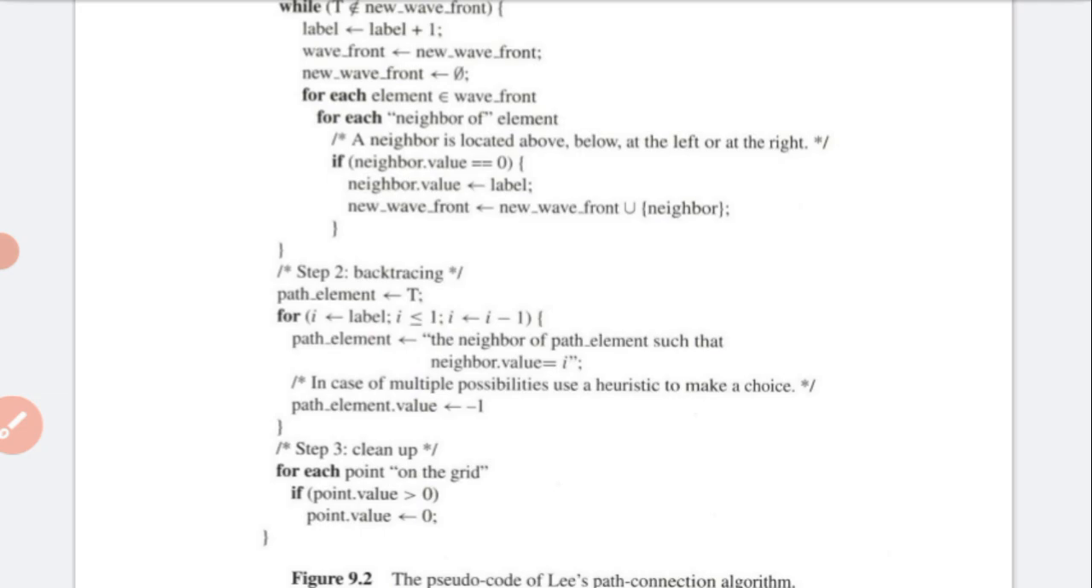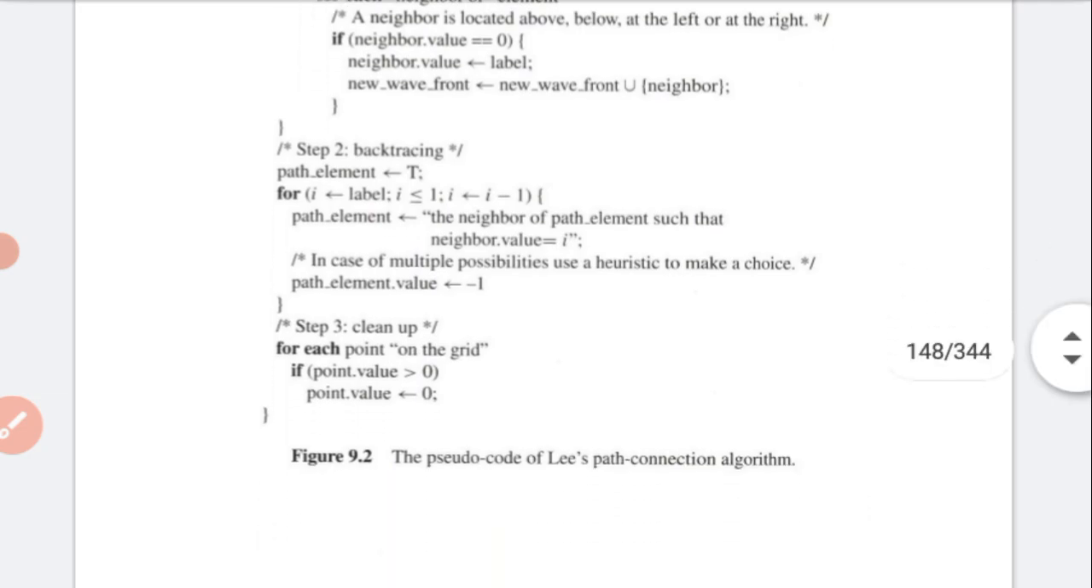Then the last one, what about the cleanup? This cleanup is nothing but just fixing the position, and it acts as the obstacle for the next one. That is, once a path has been found, it will act as an obstacle for the next connection to be made. That is the cleanup procedure.